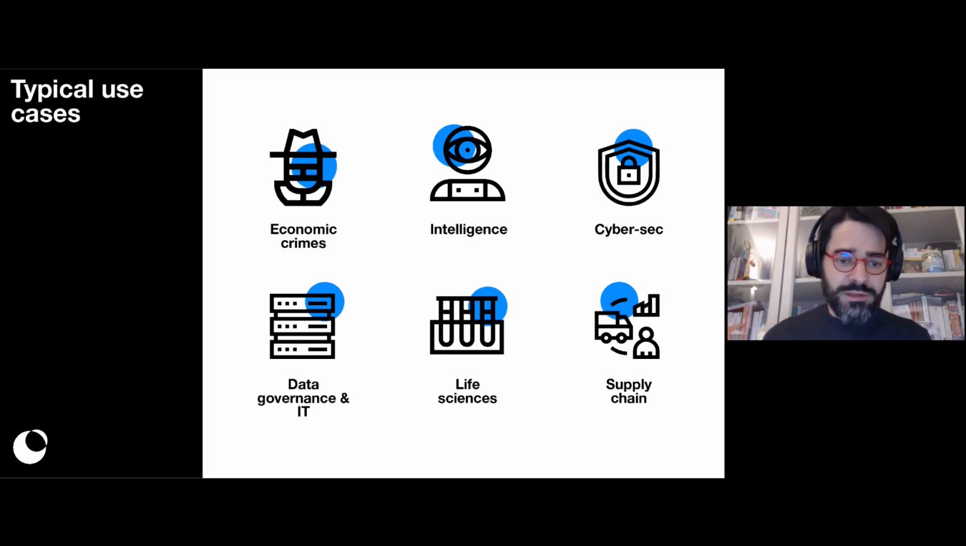We have clients that are using Ogma in a wide range of scenarios, pretty much wherever there's some graph data. So we have clients using Ogma for economic crimes, others in the domain of intelligence and law enforcement, others still for cybersecurity, data governance, life sciences, supply chain, and so much more.